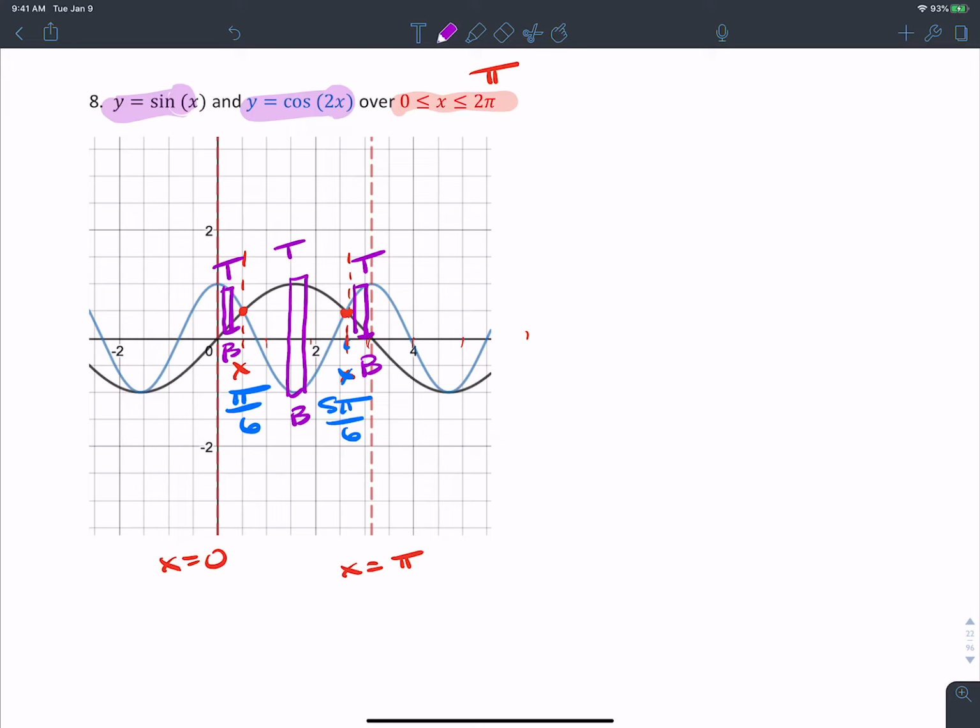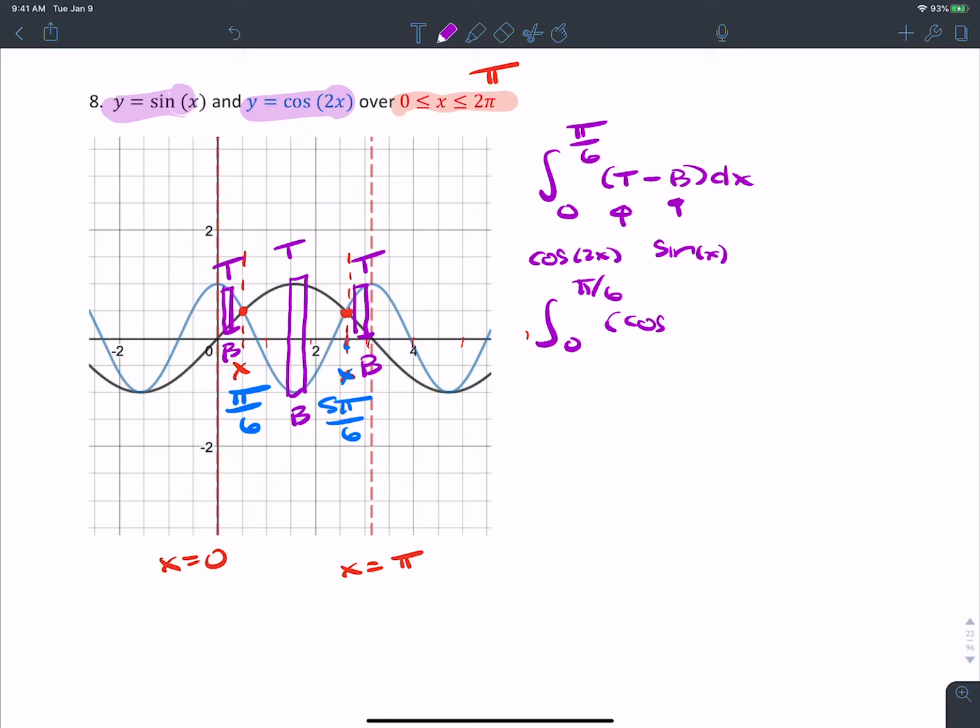You guys ready for it? Here's my first one. I integrate from 0 to pi over 6. It's top minus bottom. What's that top curve? What's the blue curve? Cosine 2x. What's the bottom curve? Sine x. So this particular integral will be the integral from 0 to pi over 6 of cosine 2x minus sine x dx. So that's my first one.